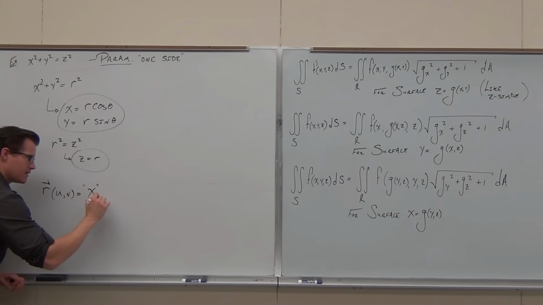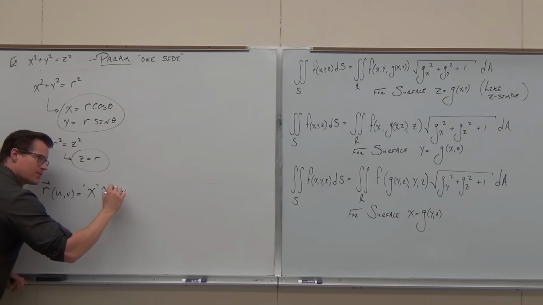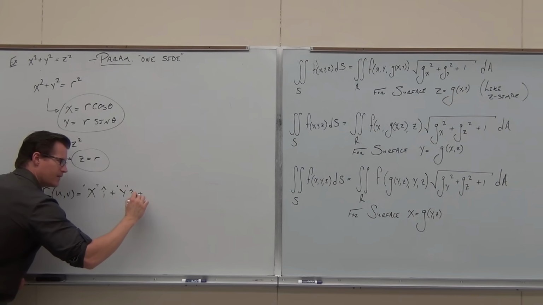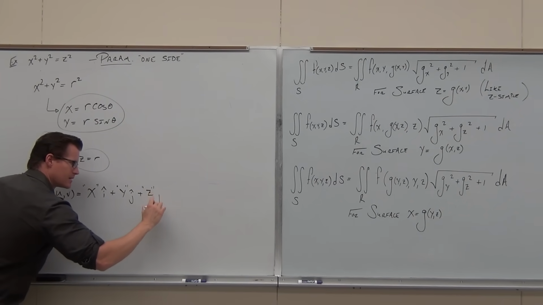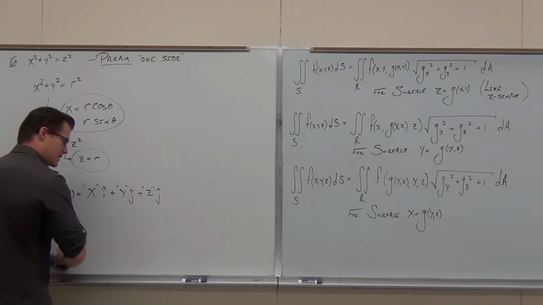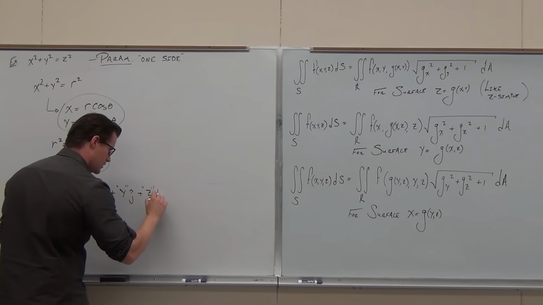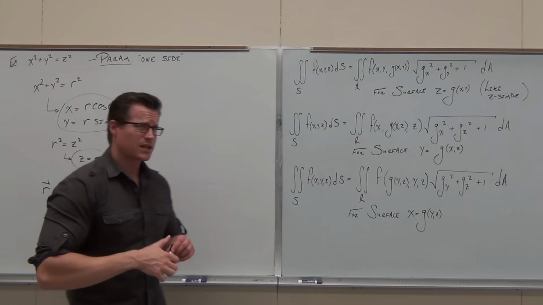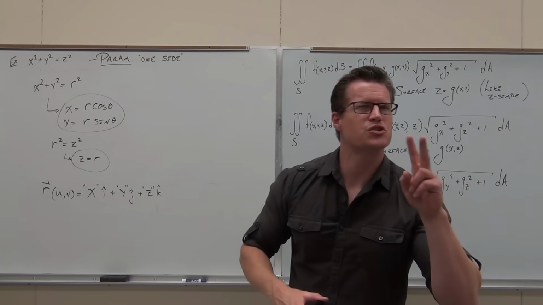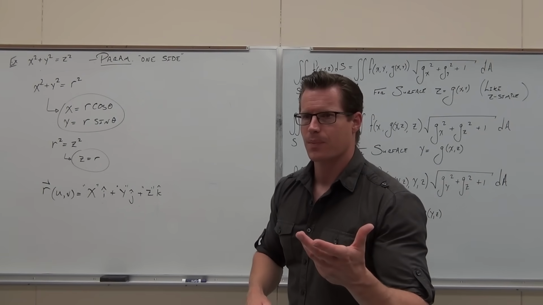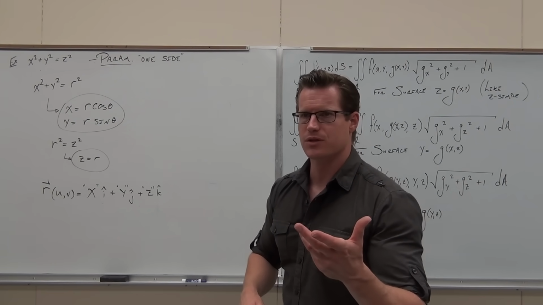The x thing I, the y thing j, and the z thing k. Oops, that's not a k. Okay, k. We're trying to get down to that. Now there's two issues we're going to have. Do you see one of the issues? You don't see one of the issues.